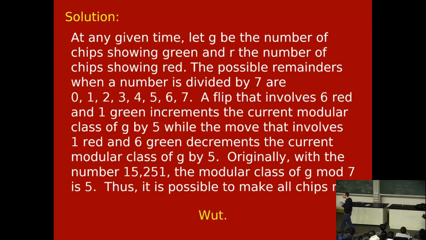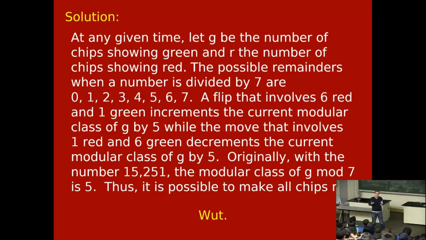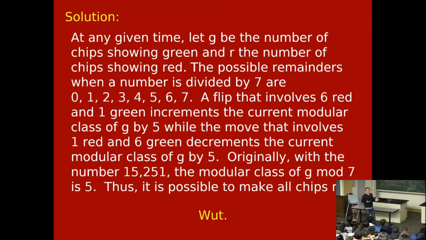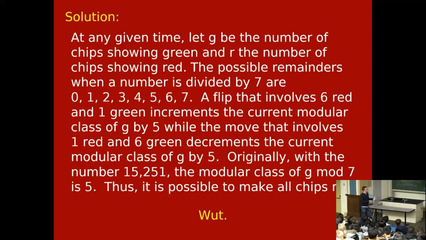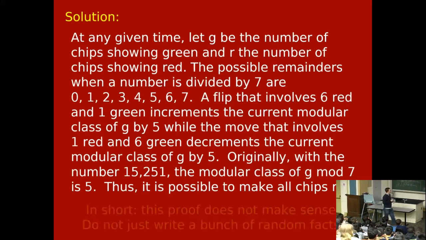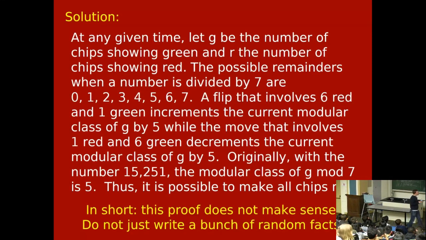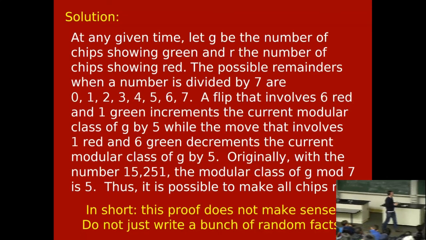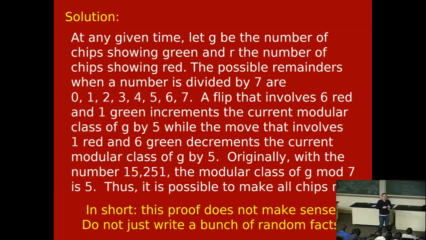This is an example where it's legitimate for the TA to just say this doesn't make sense. You have to structure your proof in a logical way and really explain it. So, in short, this actually goes especially for the tests too. Do not just write a bunch of facts that are true and hope that somehow together they make a proof. You have to write a coherent story.